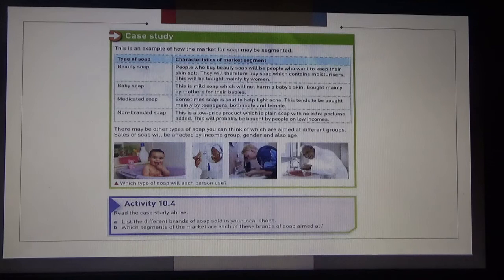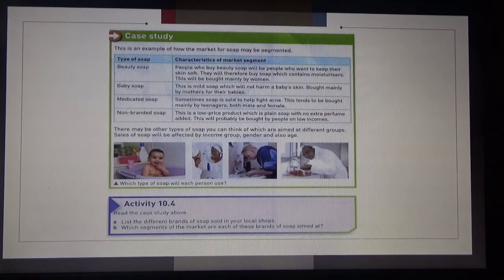Let's take a case study which is found on page 139 of your textbook. This is an example of the soap, okay? How the market for soap may be segmented. We will consider the different types of soap and the characteristic of the market segment. Now let's see.